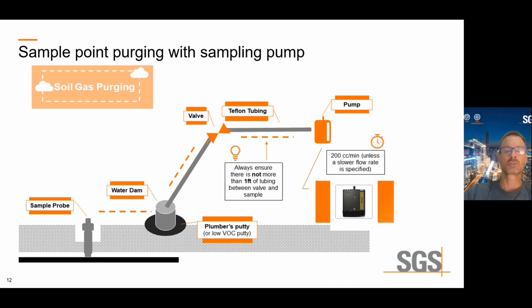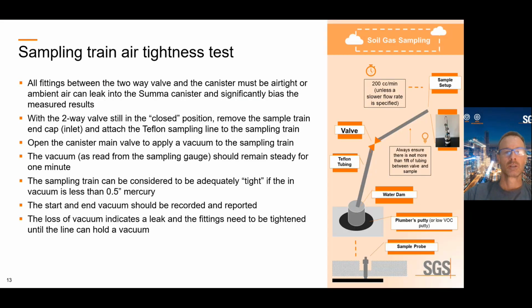As an alternative to using a syringe, you can attach a sampling pump that is calibrated to a flow rate of less than 200 milliliters per minute to the sampling line and follow the same procedure. Once we have purged the sample line, we then check the sampling train for any leaks. All fittings between the two-way valve and the canister must be airtight, or ambient air can leak into the canister and significantly bias the measured results.